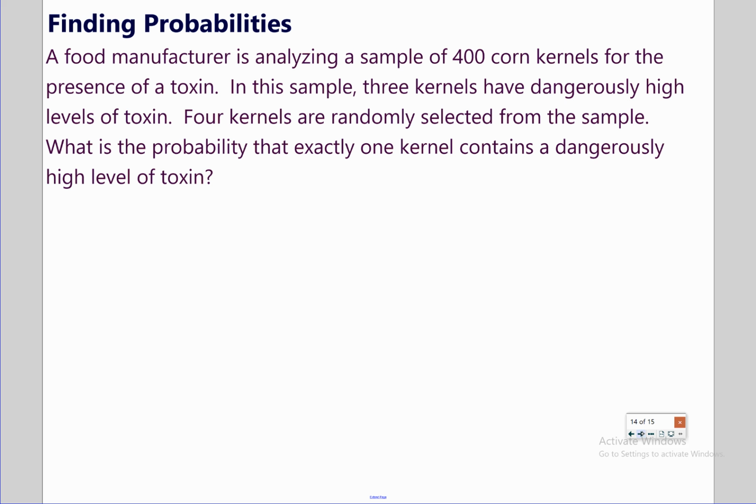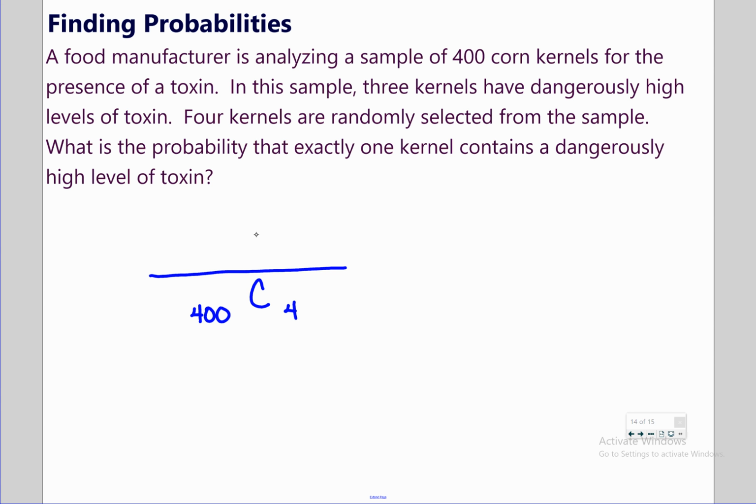Okay, so again, it's a probability, so let's start with our denominator. How many kernels are we choosing from? 400. And how many are we picking? 4. And does it matter what order we pick them in? Order does not matter. We're just picking a group of 4 out of the 400, so it's, again, a combination. Okay, now the numerator, we want only exactly 1 that has a toxin.